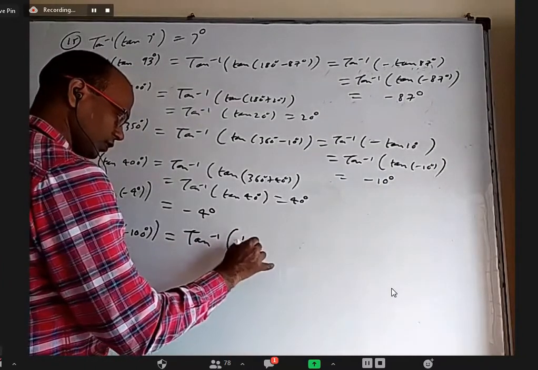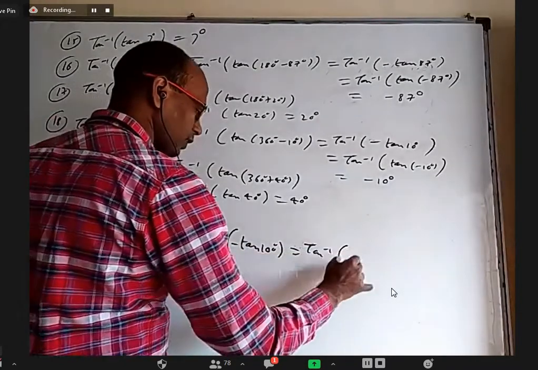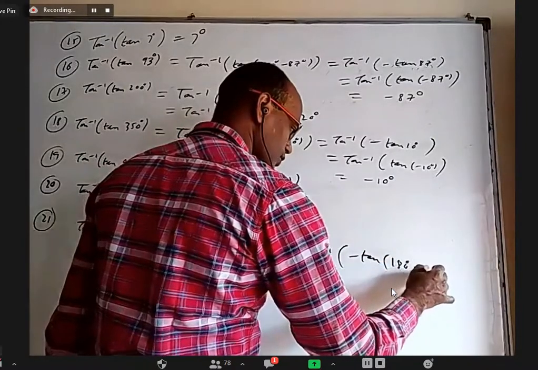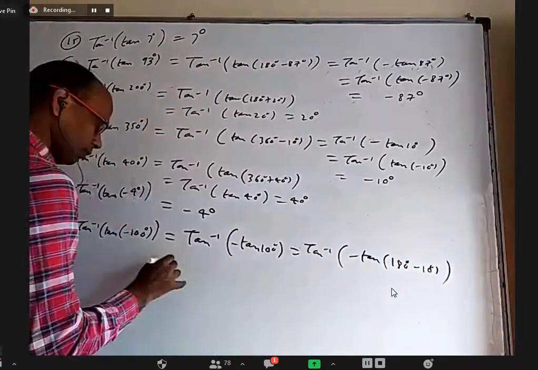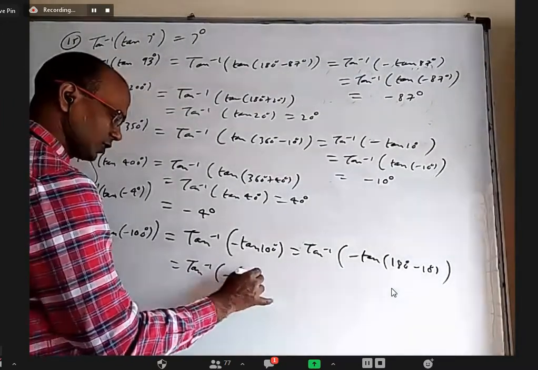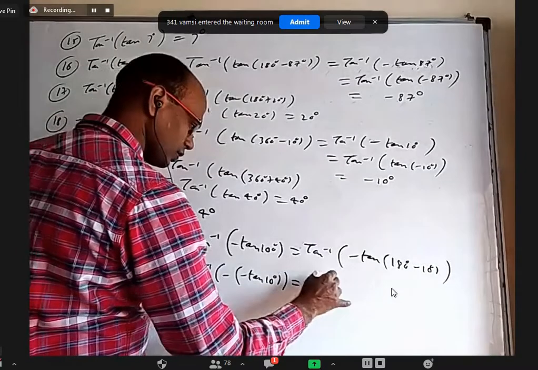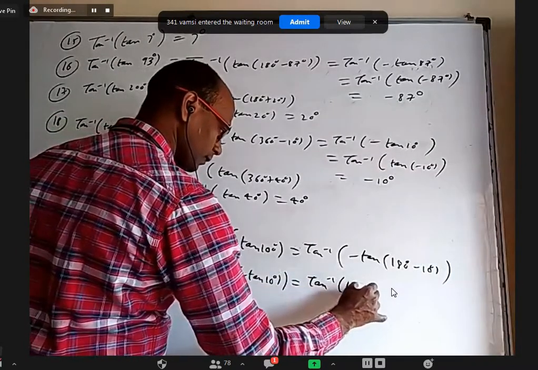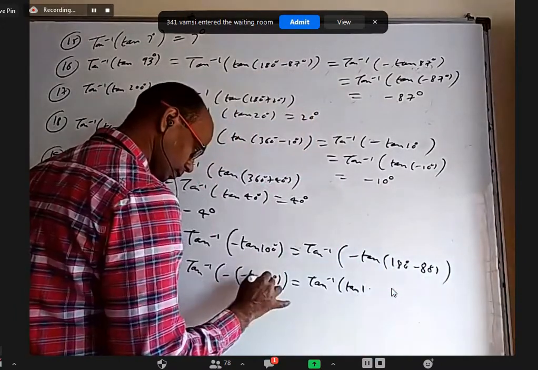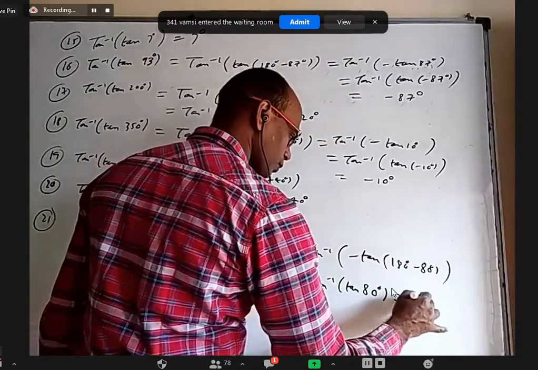Tan inverse, first of all, it is minus tan 100 degrees. Tan inverse minus tan 100, I can write 180 minus 80. And tan inverse of tan 180 minus theta is minus tan theta, so minus tan 80, which is 180 minus 80. Okay, thank you. So it is 80 degrees.